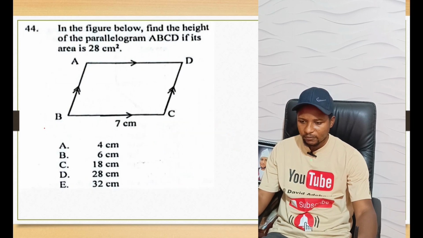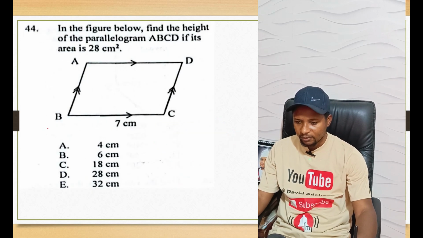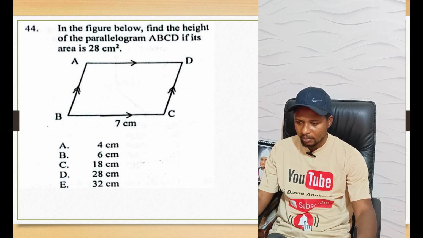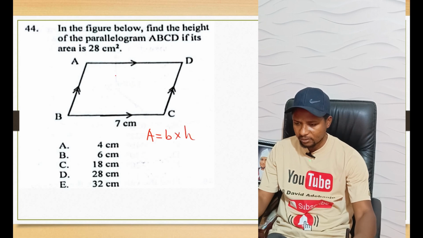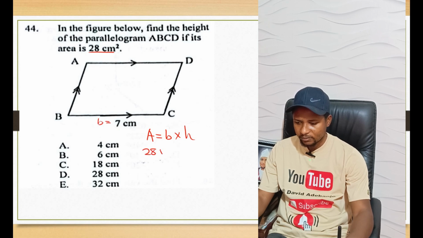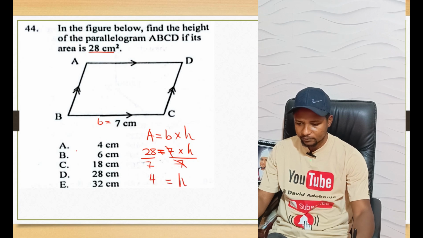Thank you. Number 44. In the figure below, the height of a parallelogram A, B, C, D, find the height here. So we're looking for the height. And I gave the formula earlier for parallelogram is base times what? Height. So they gave us the area. And then we have our base. So that's very easy. 28 equal to the base 7 times, and we're looking for the height. Just divide by 7. That's all. Just cancel this, and you have your h equal to 4.